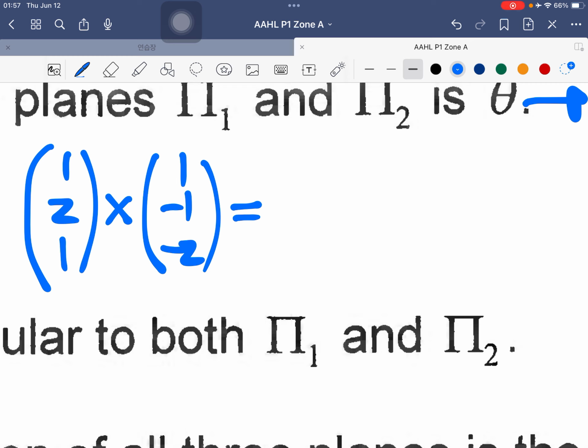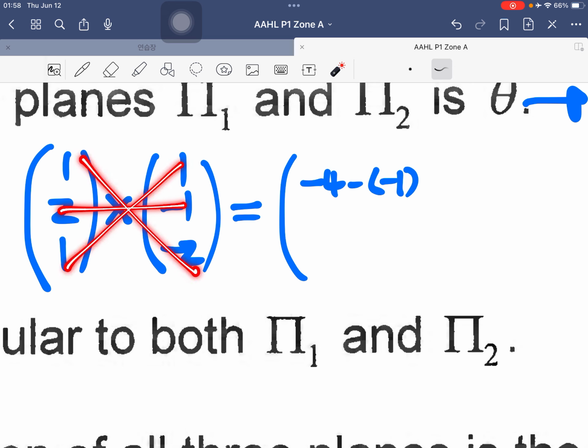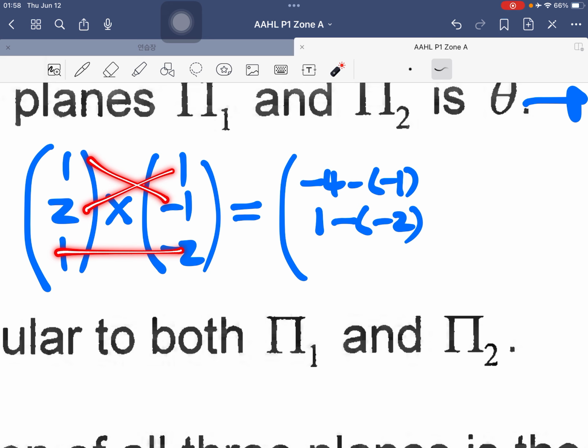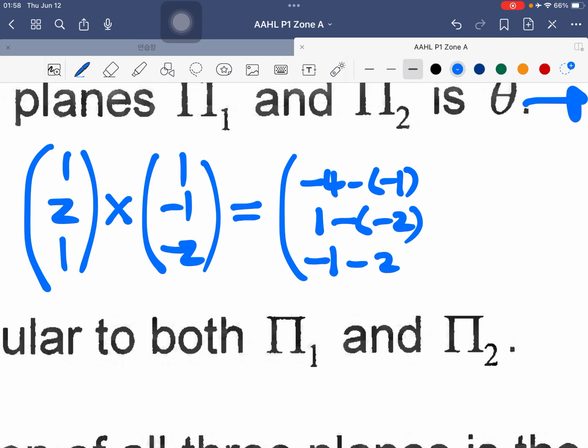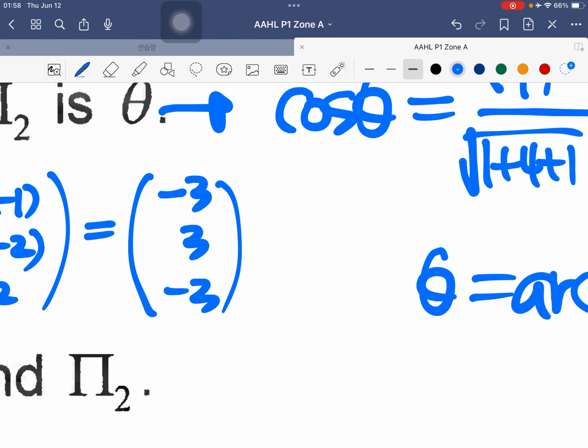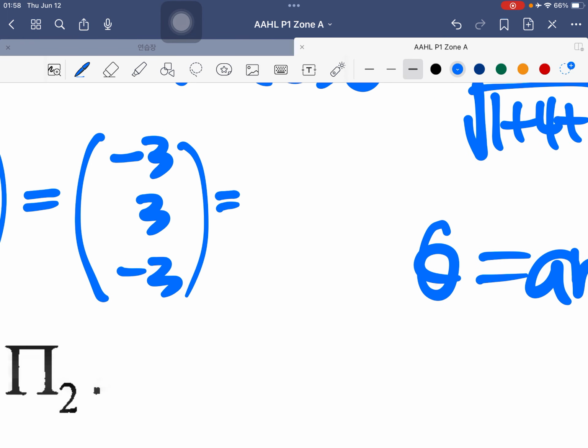Let me calculate this. Cross multiply these two, and the first component is -4 minus -1. For the second component, this minus this: 1 minus -2. For the third component, cross multiply: -1 minus 2. So it should be (-3, 3, -3). The magnitude doesn't really matter, so this is 3 times (-1, 1, -1).